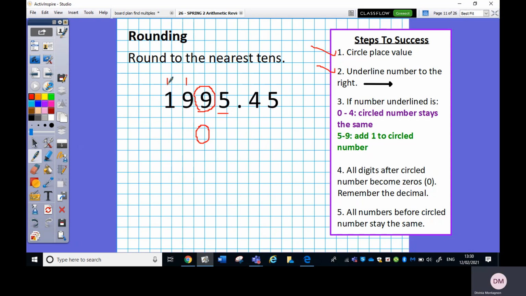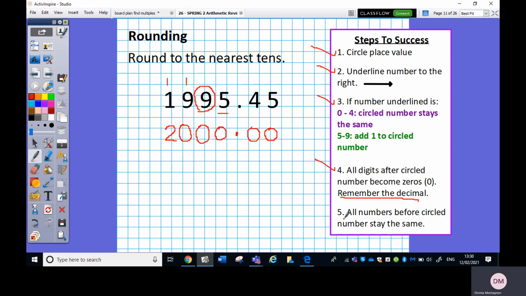And I'm going to do exactly the same. I'm going to regroup to the next column. So then 1 plus 1 becomes, good. Okay. So all digits after the circled number become 0. So this becomes 0, this becomes 0, this becomes 0. And I need to remember my decimal here.